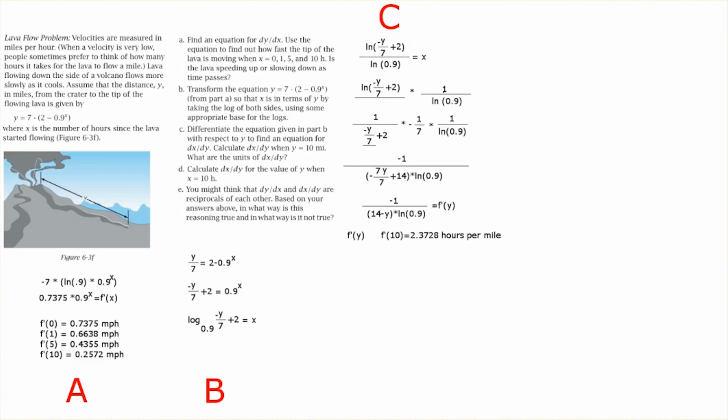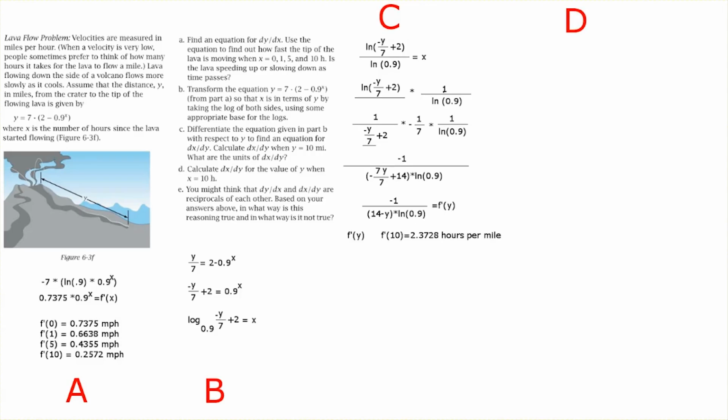So the new equation is now f of y is equal to negative 1 divided by (14 minus y) times the natural log of 0.9. When f of y is equal to 10, the velocity of the lava is 2.3728 hours to flow 1 mile.